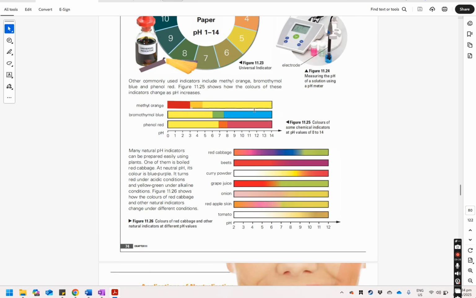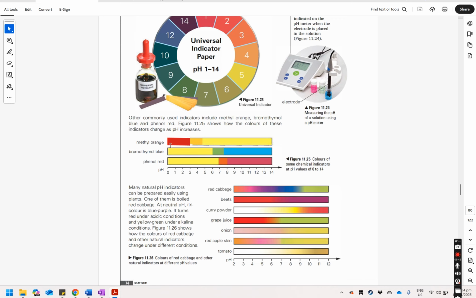Okay, and then we have some other indicators, some of which you will use in upper sec. They have different colors. So basically, I might ask you, this substance is at pH level of 2. If I add methyl orange, what color will I get? And if a substance is pH 9 and I add bromothymol blue, what color will this substance become?